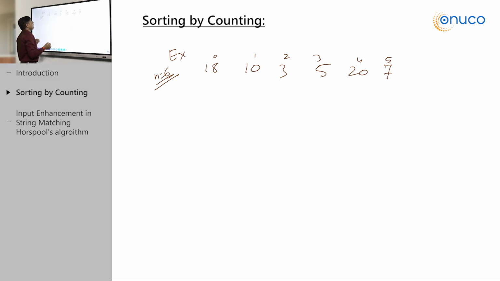Now let us see. Initially, we initialize the count values for all these elements, from i equal to 0 to i less than n, as 0. It means we have not counted anything. So, let us see.